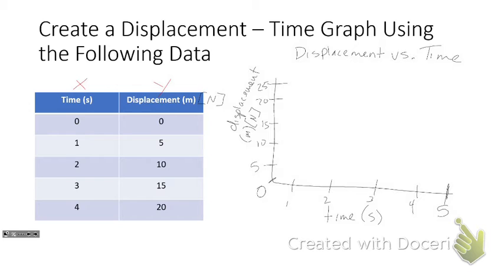Okay, so our first point is at 0 and 0, so that's right here. Our second point is at 1 and 5, 2 and 10, 3 and 15, 4 and 20, and 5 and 25.